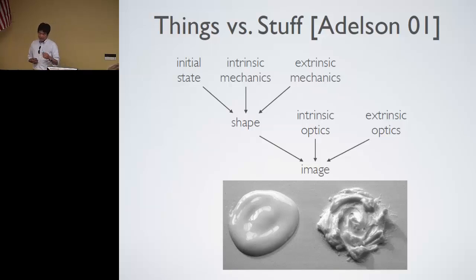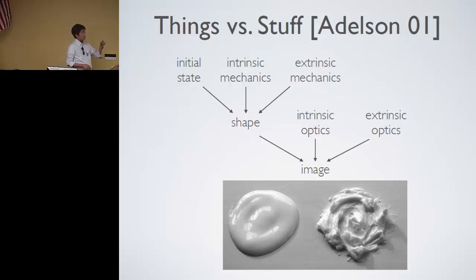And really the challenge lies in the fact that the appearance of materials is instantiated as a result of a combination of a number of factors, ranging from intrinsic mechanics like the viscosity to the extrinsic optics like the lighting and the viewing directions, right? And we as human beings can sometimes even recognize things at this level.